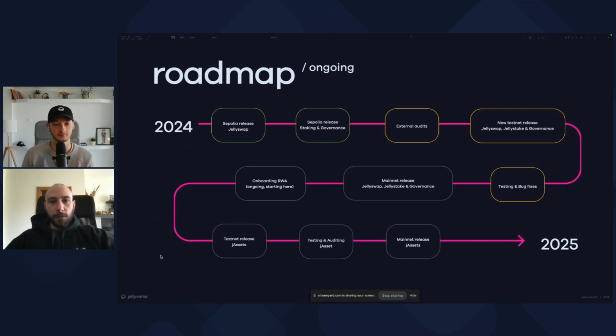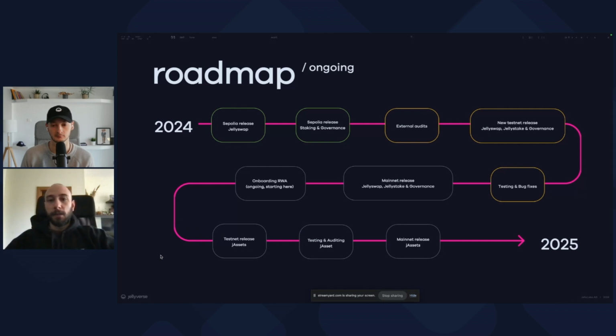And this is a short look at the roadmap. We released JellySwap on Sepolia. We recently released staking and governance also on Sepolia. We are doing all of the development and tests on Sepolia until we have the decision on the chain, which will be soon.